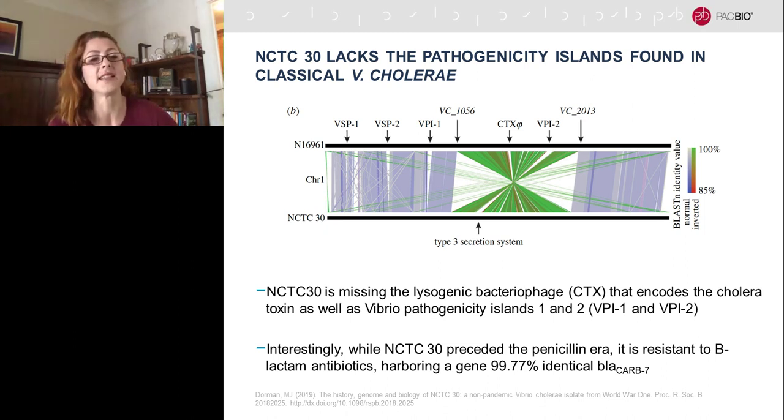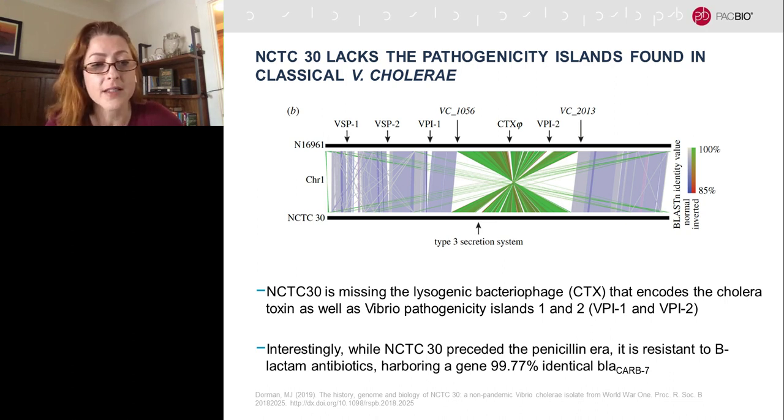So the really interesting thing about this genome is that it lacks the pathogenicity islands that are found in classical V. cholerae. So it's missing. So here you have a comparison between this strain, NCTC 30 on the bottom of the chart, and another strain, which is far more typical of Vibrio cholerae. And what you'll see is that there's a large genome inversion that has happened on the chromosome here.